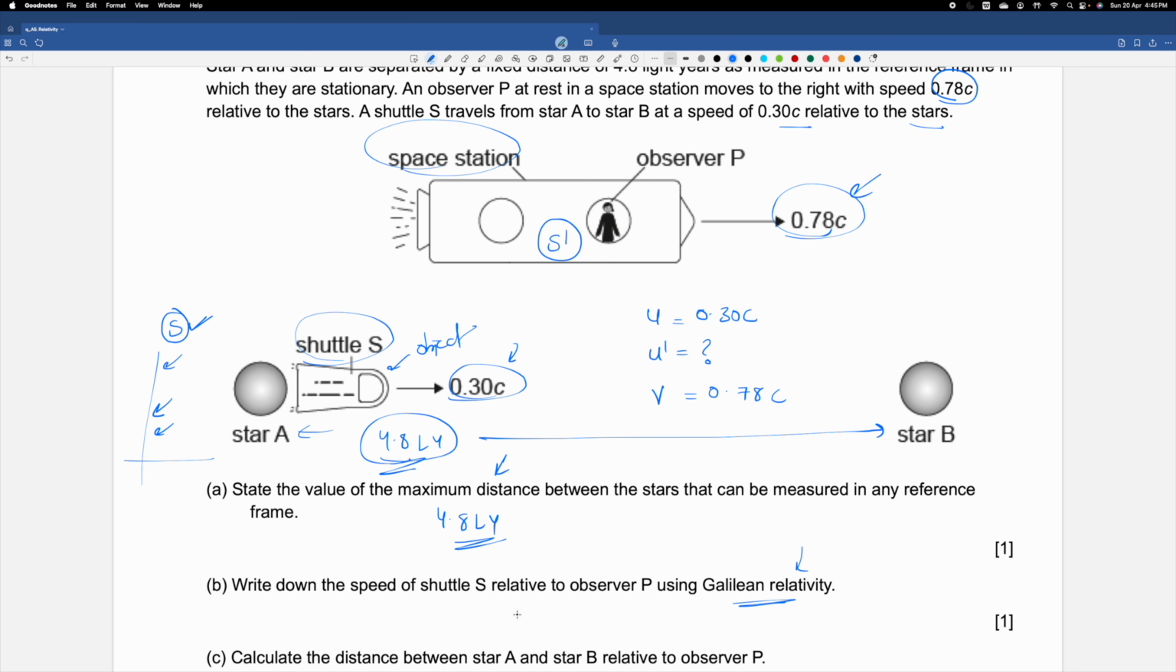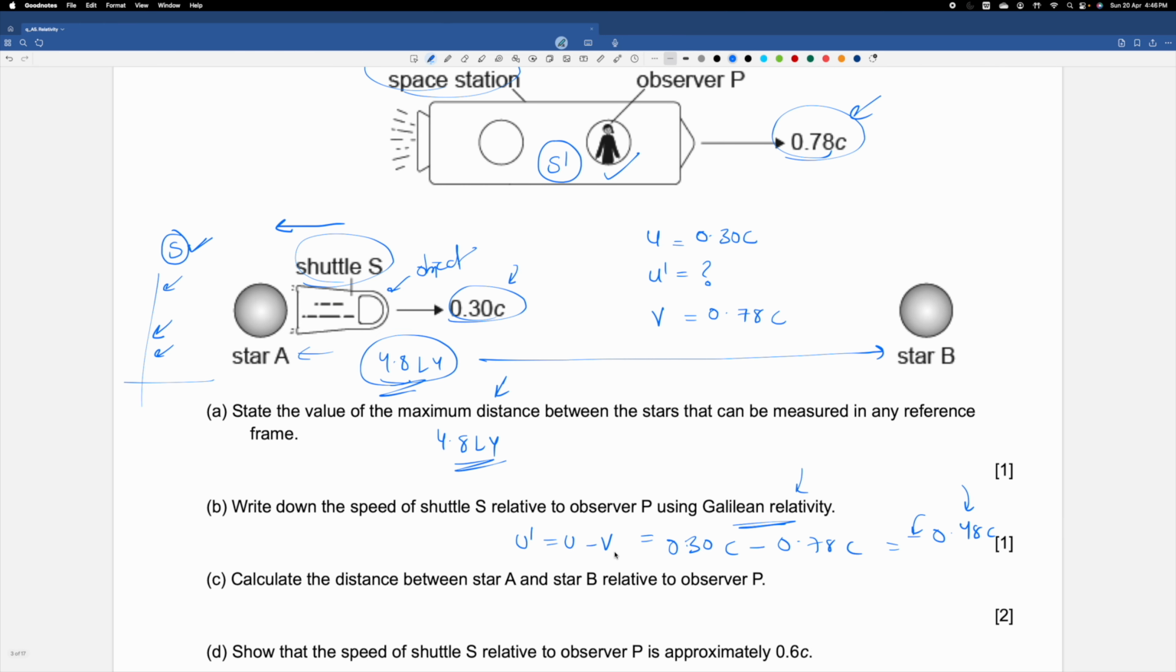So what is the formula for Galilean relativity? U prime is U minus V. So what is the value of U? It is 0.30 c, whereas V is 0.78 c. So if you simplify this, your answer is going to be negative 0.48 c. So what does the negative state? It states that with respect to the observer P, the shuttle is moving back with a speed of 0.48 c.